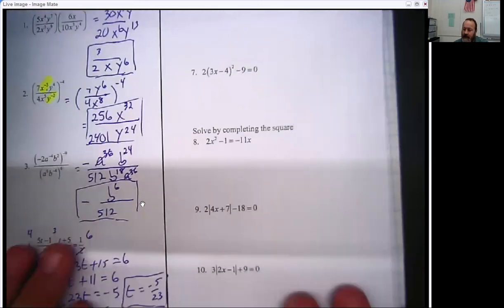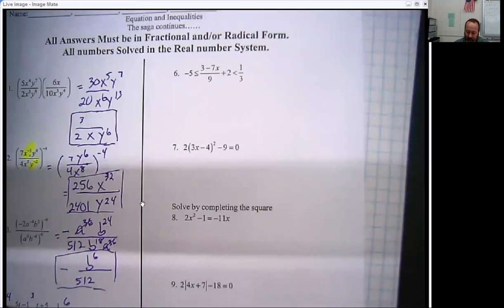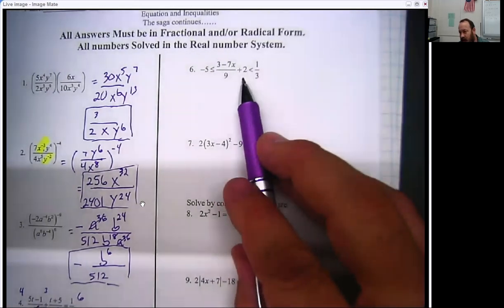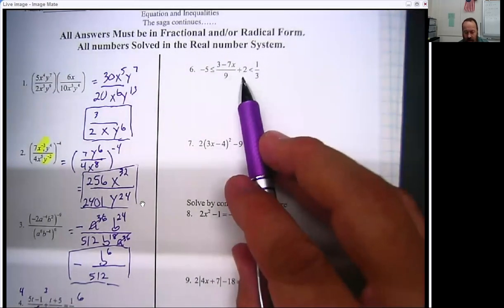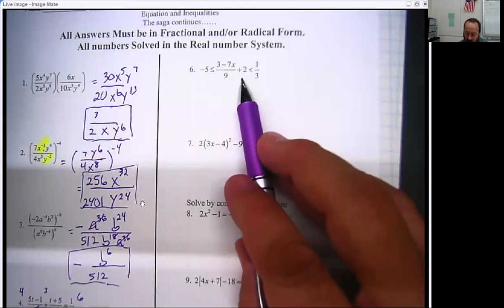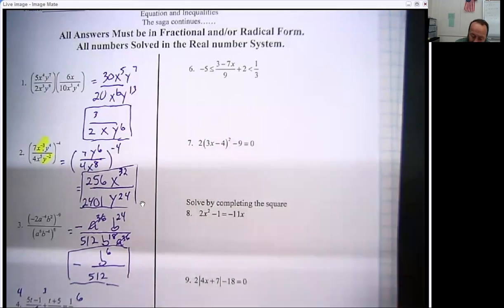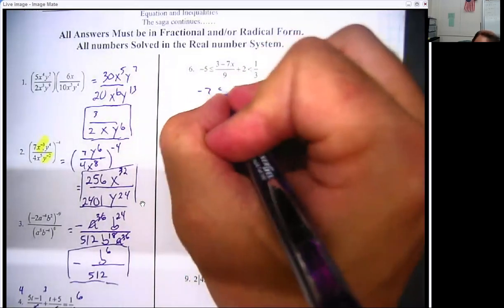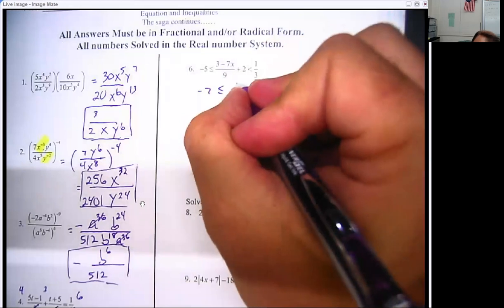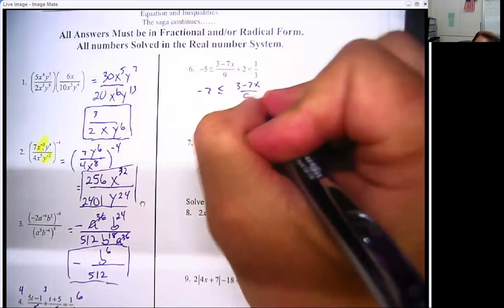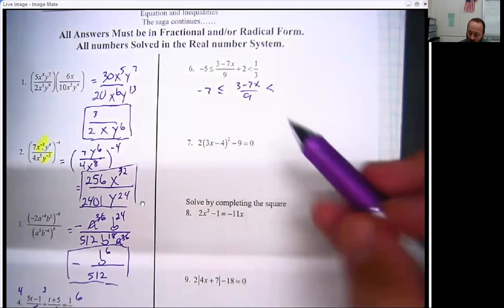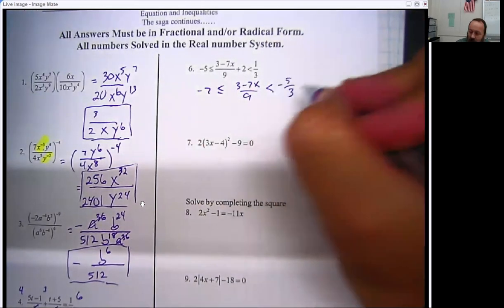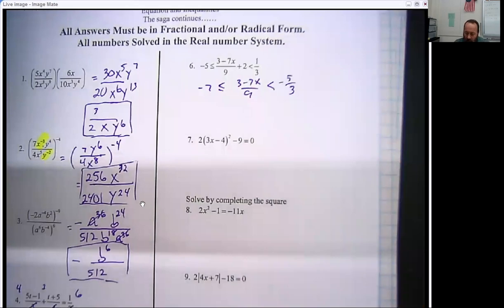Now off to number 6. Thank you, John. So up here, purposely I put this 2 in this place because I knew that would disturb some of you. Some people choose early to subtract 2 from all 3 sides, and that's not a bad idea to do. So I'm going to go ahead and do that. I'm going to go negative 7, 3 minus 7x over 9, and if I subtract 2, 1/3 minus 2 is actually negative 5/3. Now if you chose to go the other way, it's okay.